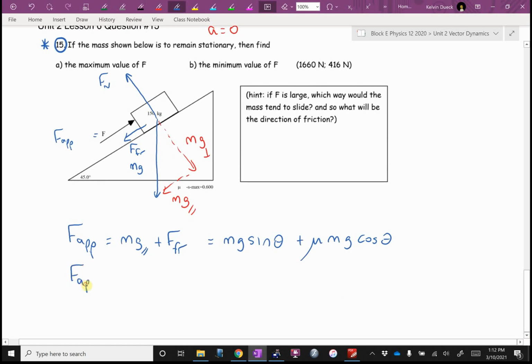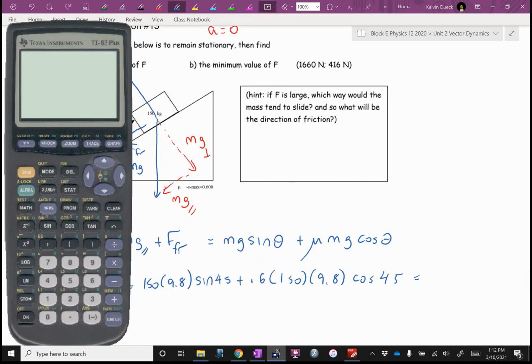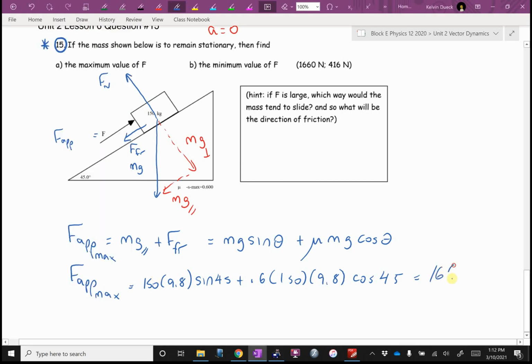So F applied, and we'll call this F applied max. That's going to be M, 150, G, 9.8, sine 45, plus mu, 0.6, times 150 times 9.8, cos 45. 150 times 9.8 sine 45 plus, not minus, 0.6 times 150 times 9.8 cos 45. And there is the 1,660 newtons.